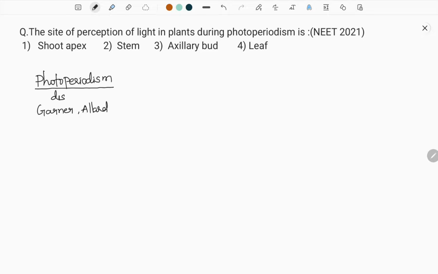According to photoperiodism, plants are of three types: some are long day plants, some are short day plants, and some are day neutral plants. Long day plants are those which require longer daytime. Short day plants are those which require shorter daytime. And day neutral plants are those which form flowers regardless of day and night.